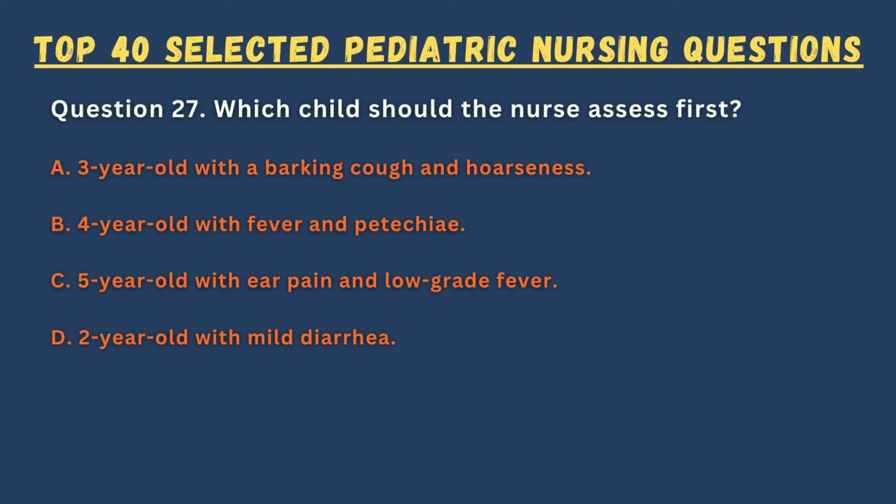Question 27. Which child should the nurse assess first? A. 3-year-old with a barking cough and hoarseness. B. 4-year-old with fever and petechiae. C. 5-year-old with ear pain and low-grade fever. D. 2-year-old with mild diarrhea.